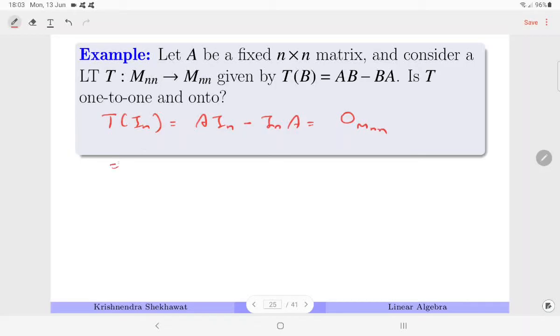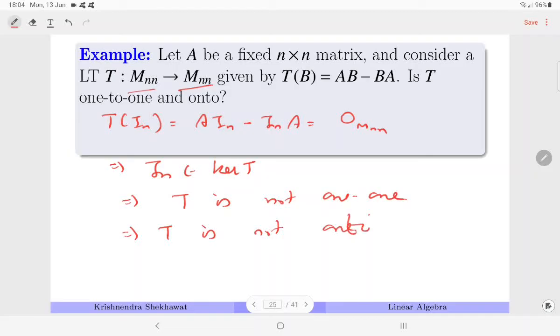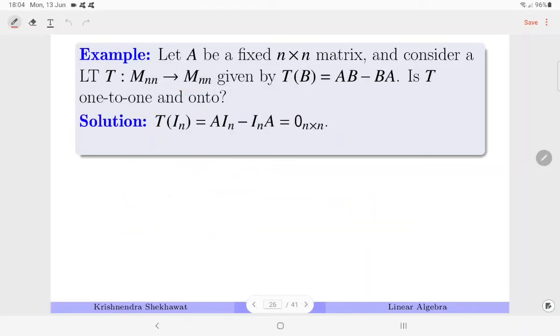This means that the identity matrix belongs to kernel T. It means that kernel T is not the 0 vector. It has at least one non-zero vector. It means T is not 1-1. And the dimensions of V and W are the same, so therefore T is not onto. A very interesting approach which you can see here.